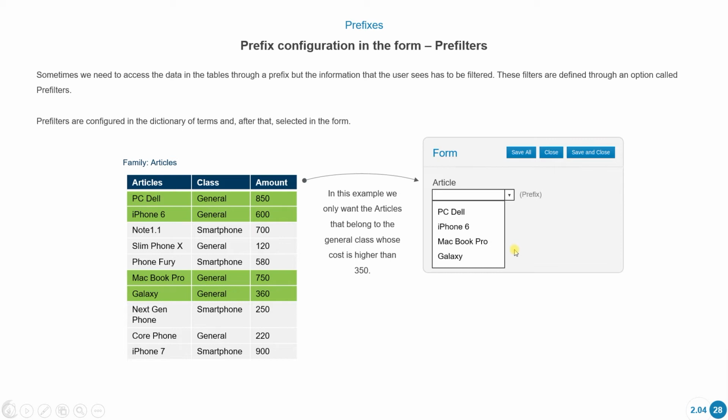Let's suppose that we want the prefix in this form to offer us only the articles that belong to the general class and whose cost is higher than 350. In this case, out of all the elements of the family, only 4 comply with this condition, the ones highlighted in green. Although, for example, slim phone X belongs to the general class, its price is lower. So both conditions have to be compliant. That's why it is not here. So when I press here to look for the article, I will only include on the list the ones that are included in that pre-filter.